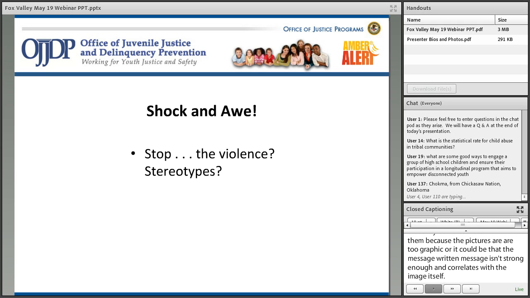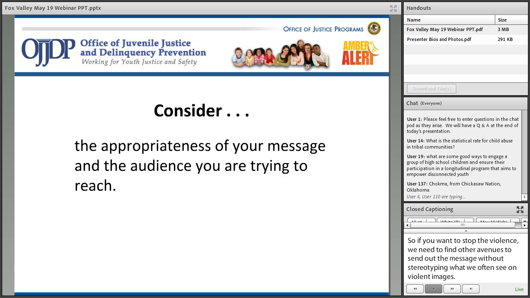because we have to remember a lot of people are so desensitized to images of violence. They watch it on TV, they do gaming with it, Facebook has images, YouTube. Does shock and awe really work? So consider the appropriateness of your message and the audience you're trying to reach.